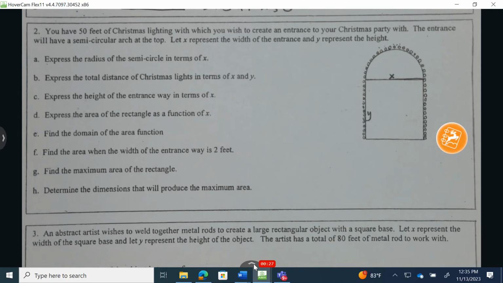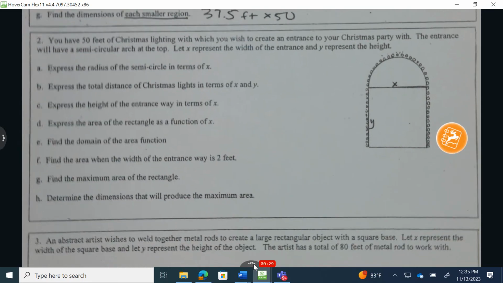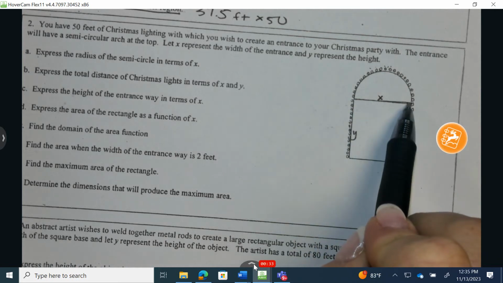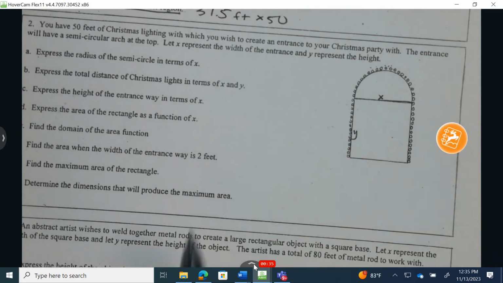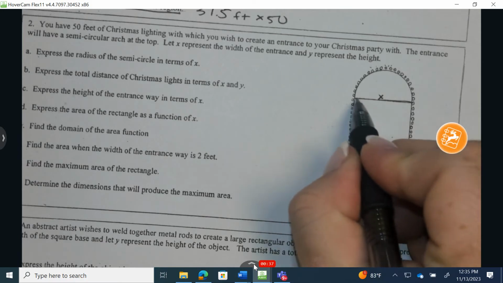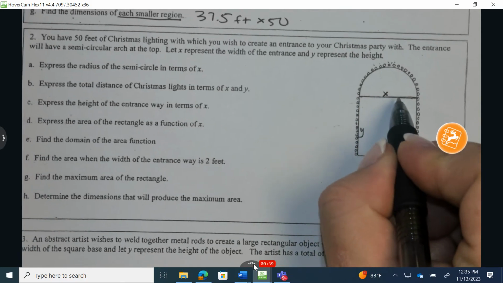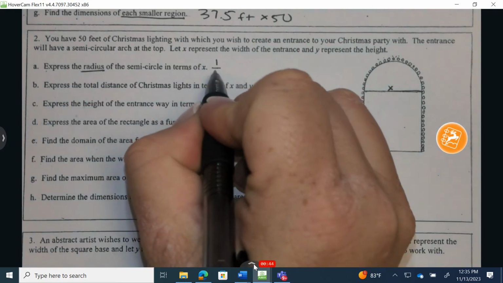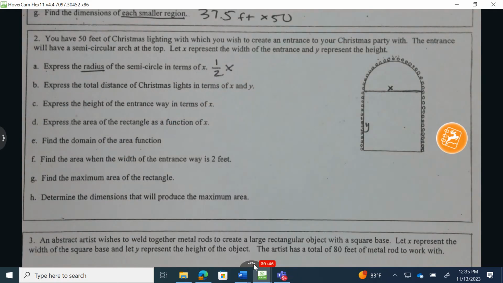Okay, express the radius of the semicircle in terms of X. So the diameter is a length of X, but the radius is only half the diameter, so I'm going to do half of X.